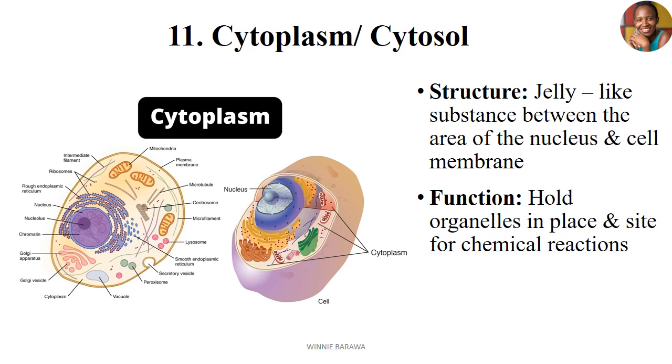And the other organelle is the cytoplasm, or the cytosol. By structure, we describe the cytoplasm as a jelly-like substance that is between the nucleus and the cell membrane. Its main function is to provide a site for all the chemical reactions that take place in the cell and its organelles. It also holds the organelles in place, or provides space for their occupation in the cell. In our diagram here, the cytoplasm is the fluid part of our cell. It is the part that has the organelles floating or positioned in it. So it is the fluid in between our plasma membrane and our nucleus, surrounding and bathing all these organelles.